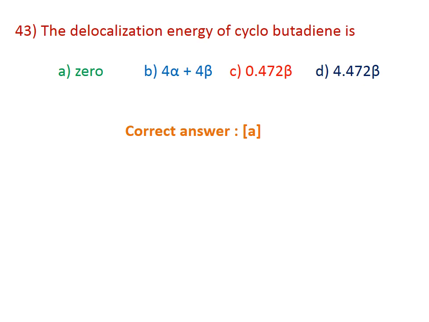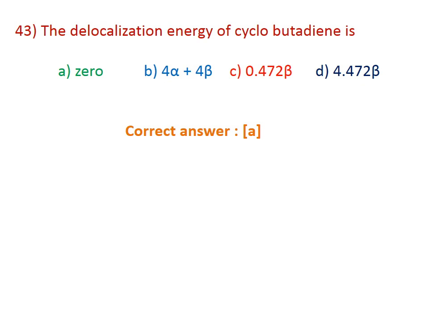43. The delocalization energy of cyclobutadiene is: here we already discussed the total pi electron energy for cyclobutadiene is 4 alpha plus 4 beta, and it will be equal to that of 2 ethylene molecules. You subtract from the total pi electron energy 2 into the pi electron energy of the ethylene molecule, and that will be equal to 0.